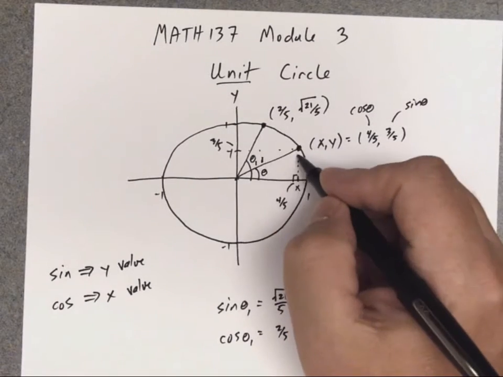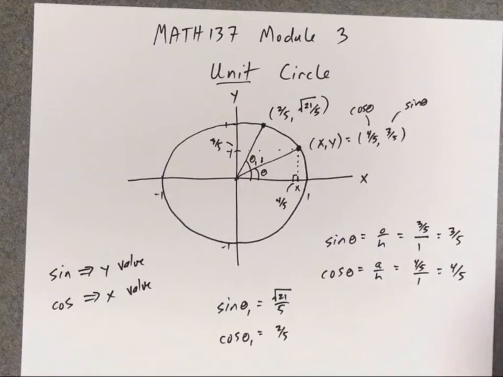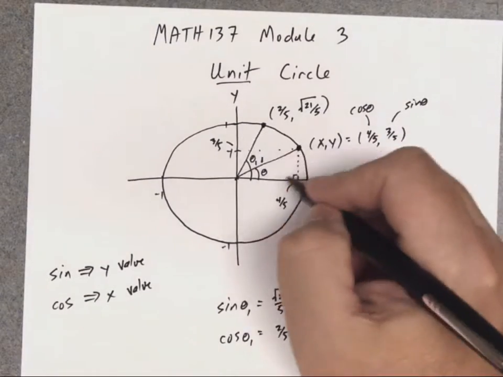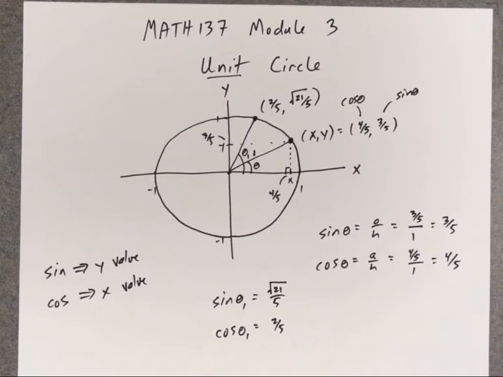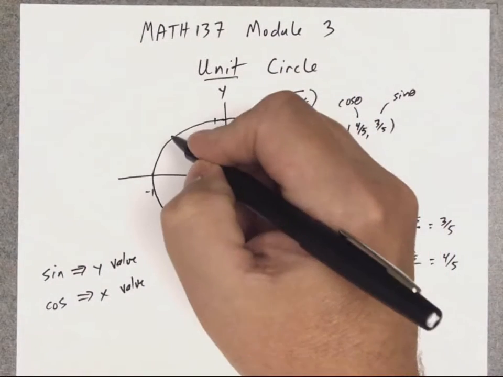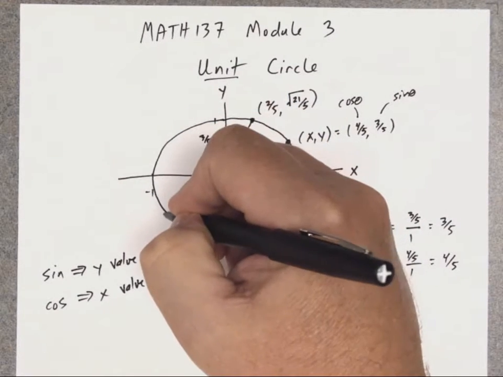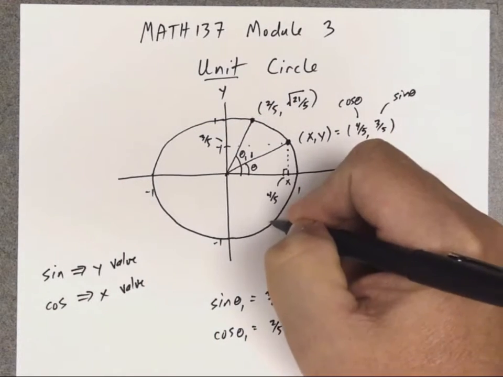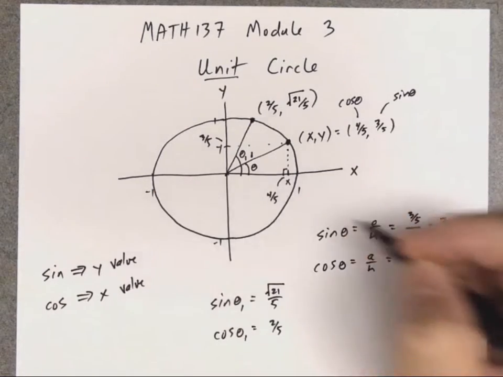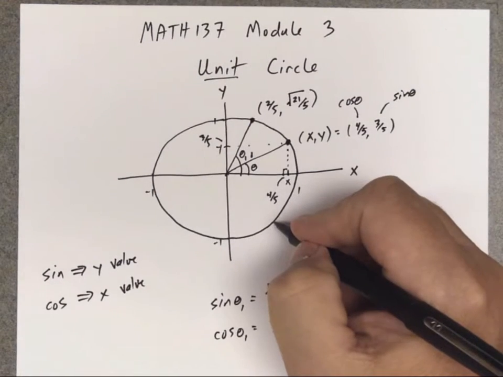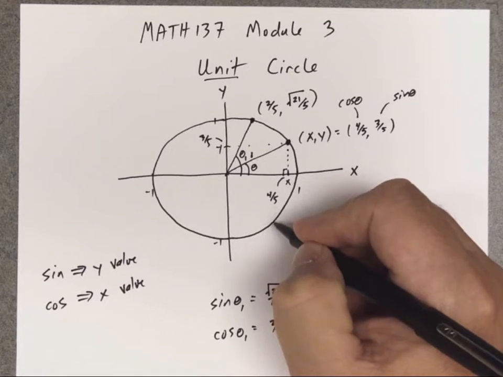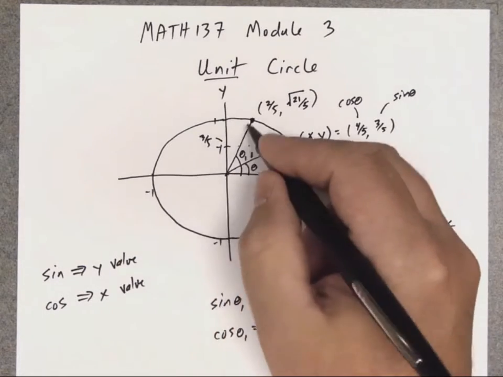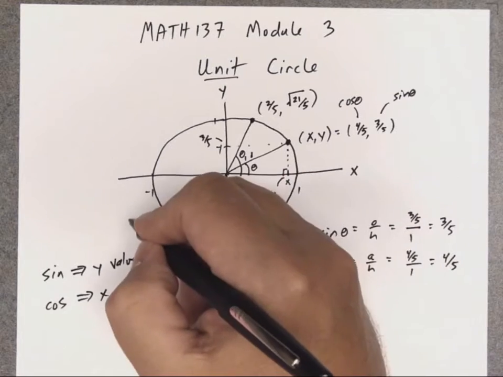Now you notice these two examples both occur in what we call quadrant 1. But the very powerful thing about using the unit circle is I can choose any point anywhere around this circle, and this same rule applies. If I know the value of x and the value of y, then I automatically know the cosine and sine. So for instance, let's choose a point in quadrant 3.